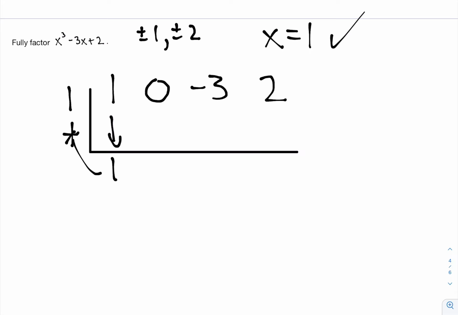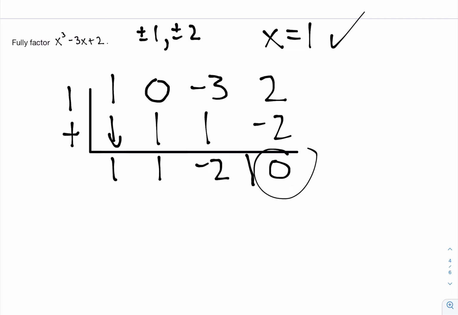Then we're going to go 1 times 1, which is 1. And then remember, we're adding these two, so this is 1. Then we're going to go to this new number, 1 times 1, which is 1. Negative 3 times 1 is negative 3. Or sorry, we're not timesing, we are adding. Negative 3 plus 1 is negative 2. Negative 2 times 1 is negative 2. And 2 plus negative 2 is 0.